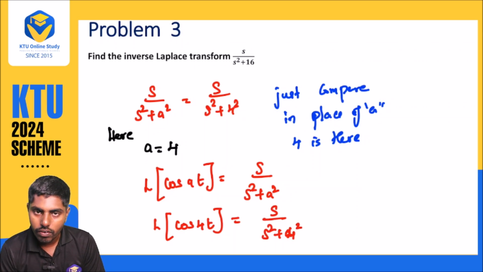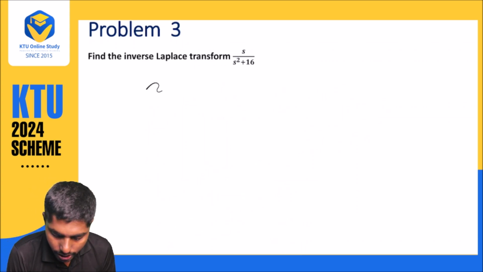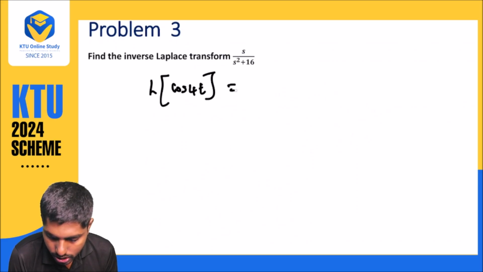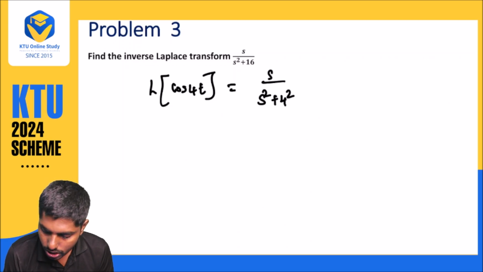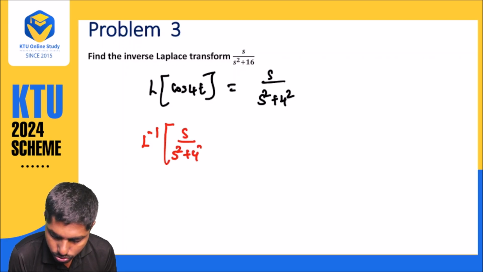So what have they asked? They have asked about the inverse. We want to take the inverse. So L of cos 4t is equal to x divided by x square plus 4 square. What have they asked? They have asked about the inverse, that is L inverse of x divided by x square plus 4 square.